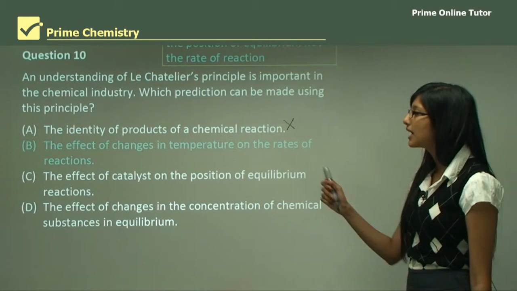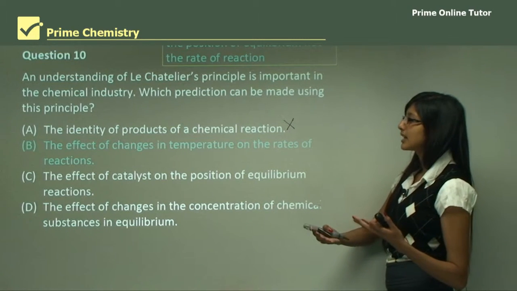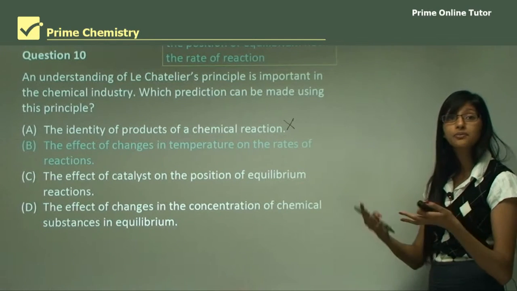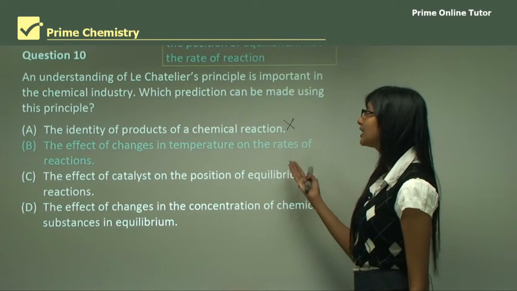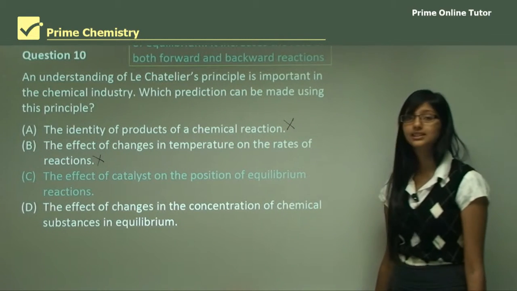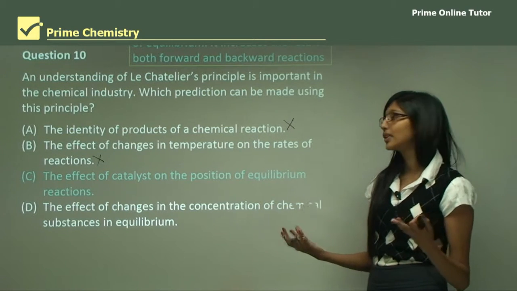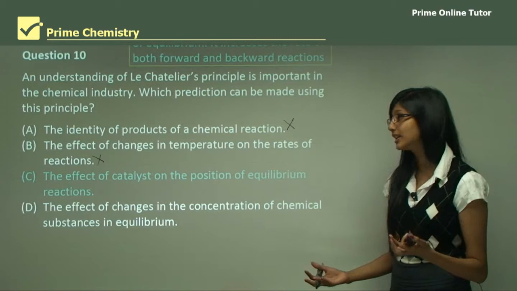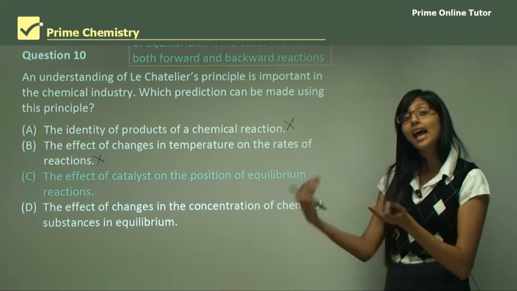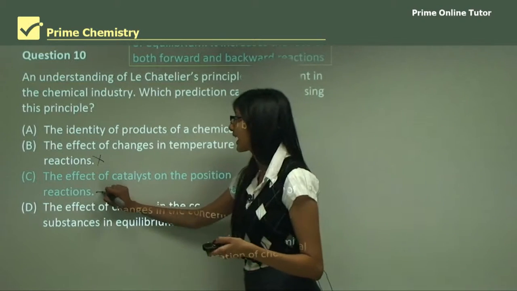What about B? The effect of changes in temperature on the rates of reaction. Again, temperature, the effect of change of reaction will affect the equilibrium position, so whether the forward or backward is favored, but then again have no effect on the rate of reaction. So B is not the answer again. What about C? The effect of catalyst on the position of equilibrium reaction. As we already know, catalyst does not affect the position of the reaction. It only affects the rate of the reaction, so it ensures that both the forward reaction and the backward reaction proceed at the same rate but just faster. So C is not an answer again.